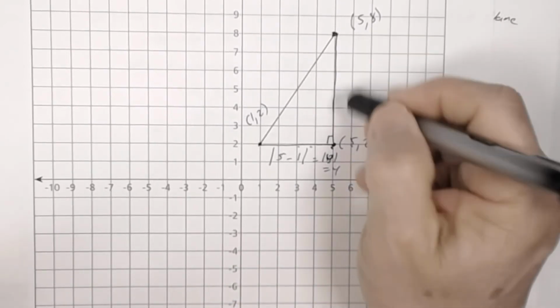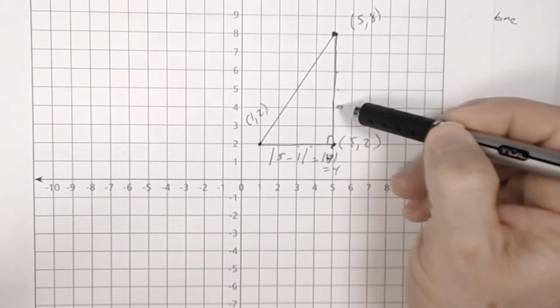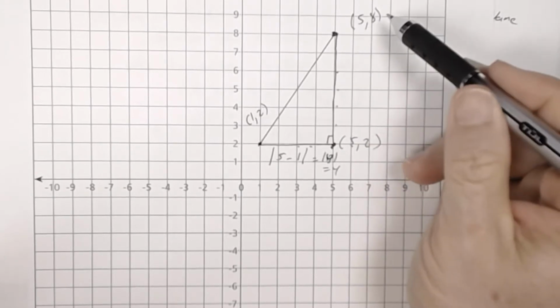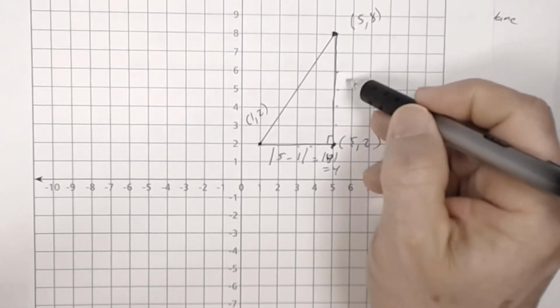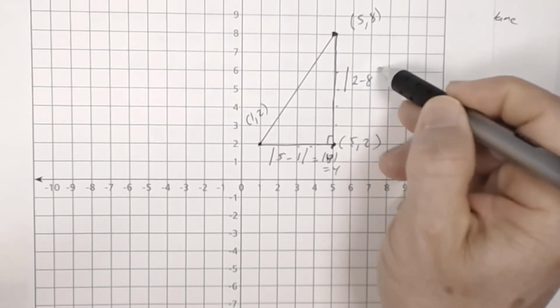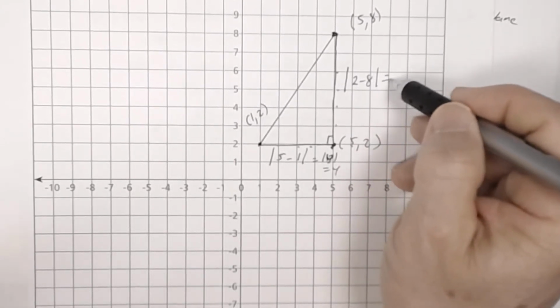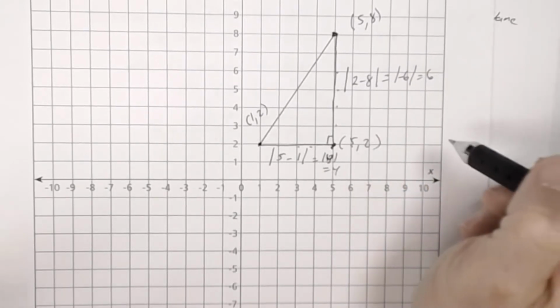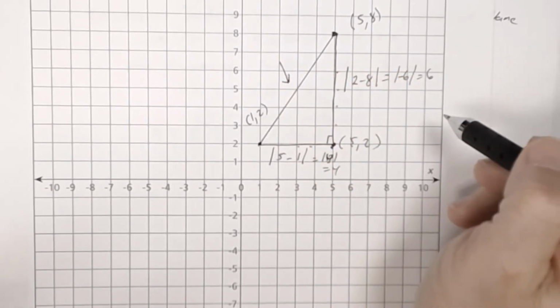To find this vertical distance, what do you think you're going to do? Well, let's count first. 1, 2, 3, 4, 5, 6. How can I get 6 from those y coordinates? Here's 8, here's 2. What can I do? Subtract. So again, it doesn't matter what order you do, you can subtract. If you say, I'm going to subtract 2 minus 8, I've got to take the absolute value, right? Because 2 minus 8 is a negative 6, and I know that the distance is a positive 6. All right?